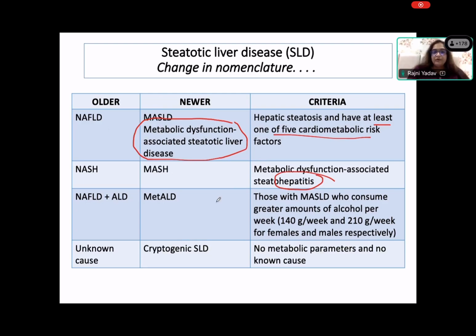Then there are some people who actually have some features of both. So those who fit into MASLD, but they are consuming alcohol, which is not in the range of alcoholic liver disease, but it is actually significant. So if they consume alcohol and they have features of MASLD, that's a combination. You will call this MET-ALD. That means metabolic dysfunction associated with significant alcohol intake also. Then in the cases in which there is no metabolic derangement, no alcohol history, you don't know, you can call that a cryptogenic steatotic liver disease.